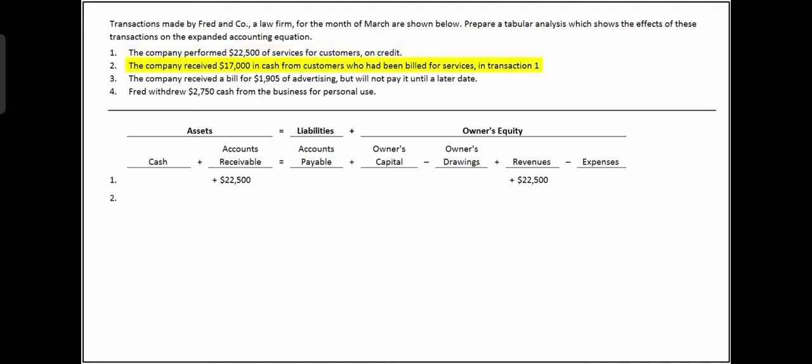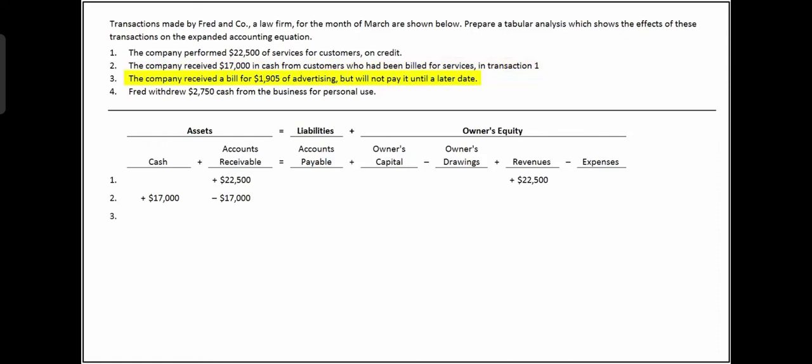In the second transaction, the company received $17,000 in cash from customers who were billed earlier. This transaction increases cash and decreases accounts receivable by $17,000. As there is an increase and decrease of assets by the same extent, the accounting equation remains in balance.